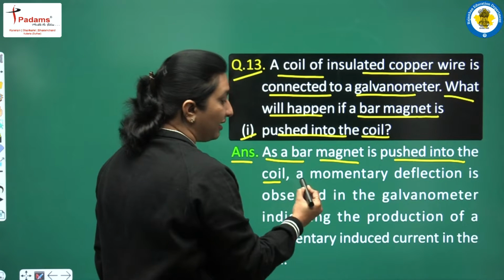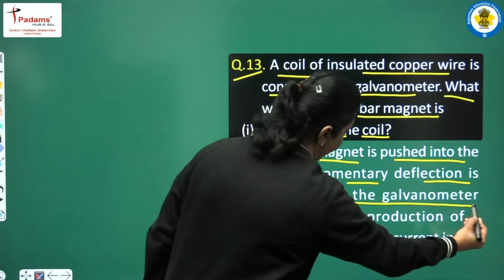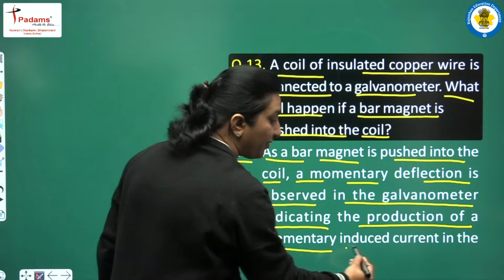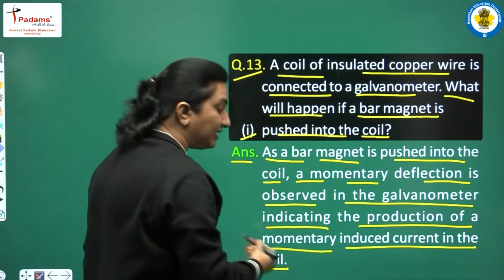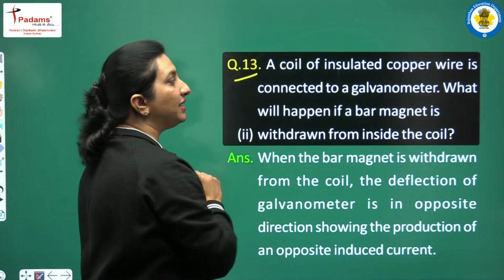Answer: As a bar magnet is pushed into the coil, a momentary deflection is observed in the galvanometer, indicating the production of a momentary induced current in the coil. Now let's see the next part of question number 13.